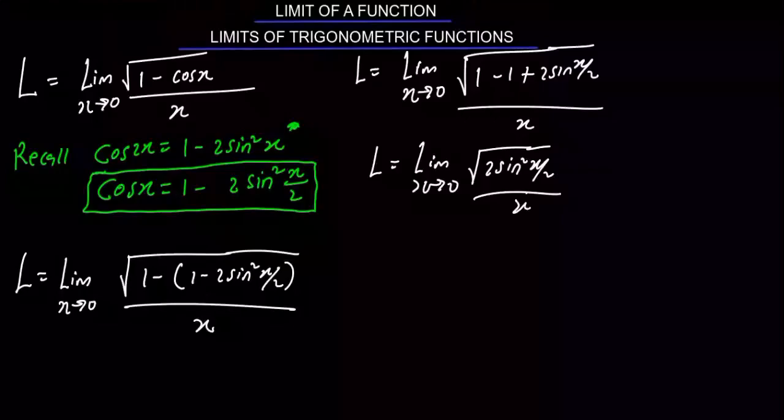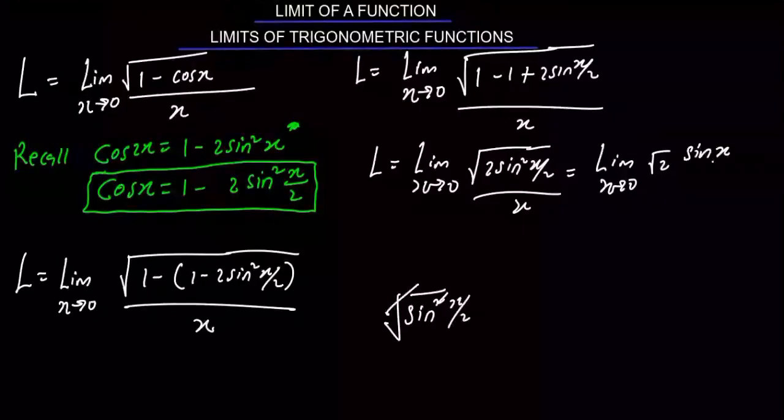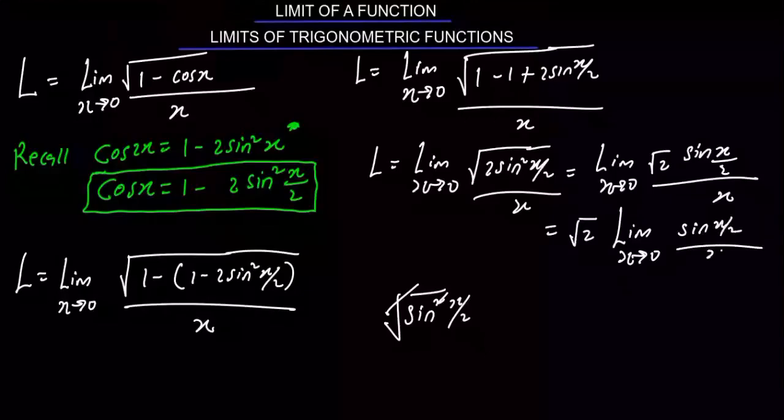Okay, from here, if I separate it, I'll be having limit. What do I mean by separating? This one will give me square root of 2. And if I put square root on something like this, sine squared x over 2, the square will take care of the square root to give you sine x over 2. Then you have all over x. I can pull this out to be square root of 2 times the limit where x tends to 0 of sine x over 2 all over x.